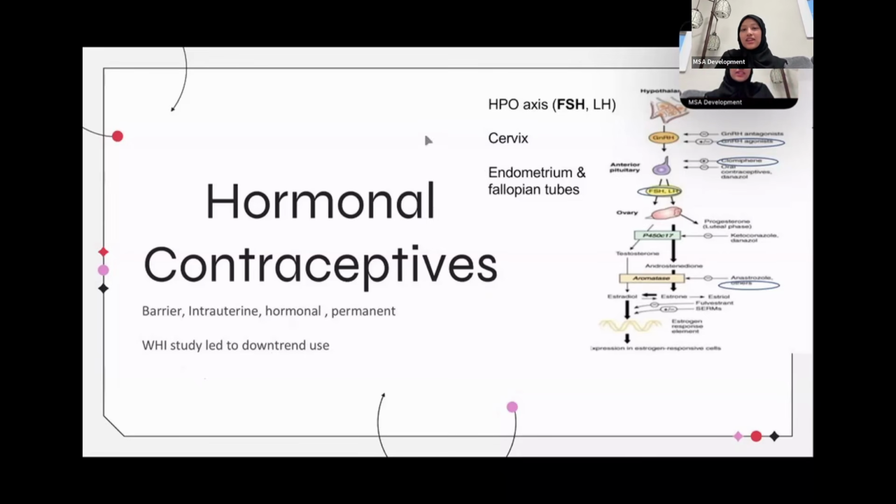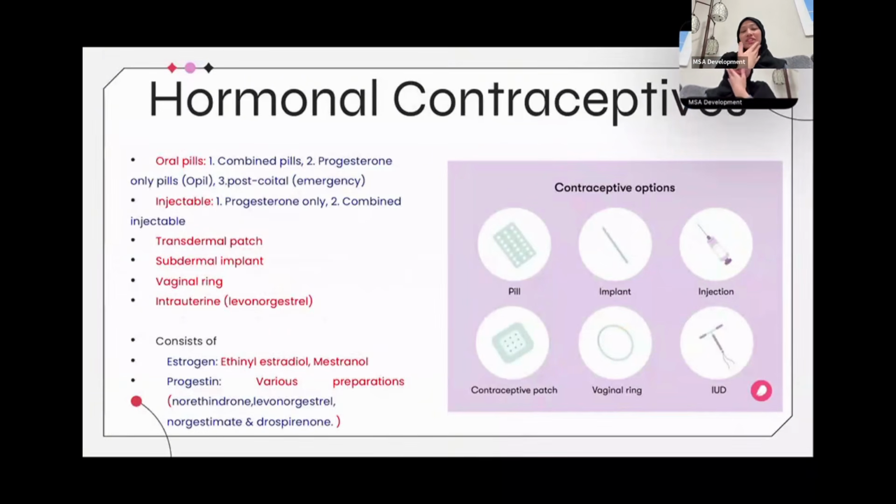You can affect, for example, the HPO axis by playing around with the FSH and LH. You can do it at the cervix, for example, with the barrier, with a lot of hormones that can act on the cervix or endometrium and fallopian tubes. Why I highlighted FSH is because FSH plays a much stronger role in fertility than LH. So just keep that in mind. It was one of the questions, so that's why.